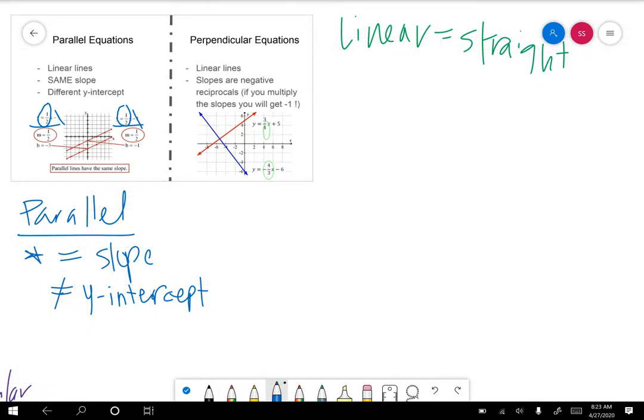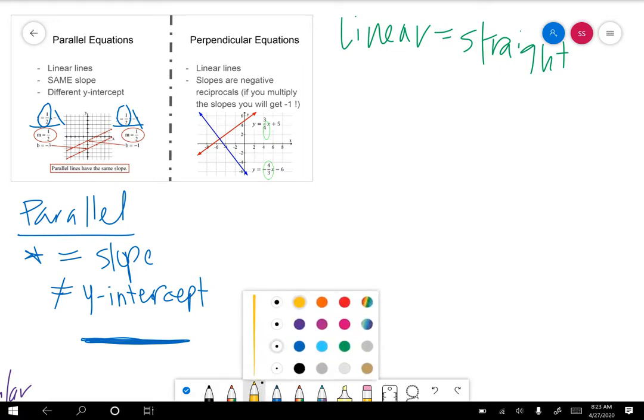If the y-intercepts are actually the same and the slope is the same, you would have two lines that overlap. Right, they're right on top of each other. So they wouldn't necessarily be parallel, right? They have an infinite amount of intersections, so they're not parallel lines because parallel lines never meet.